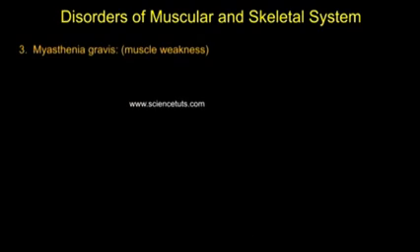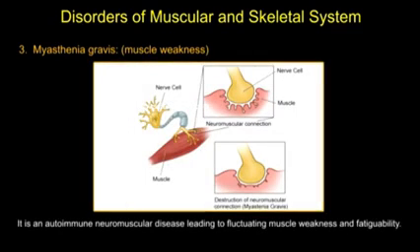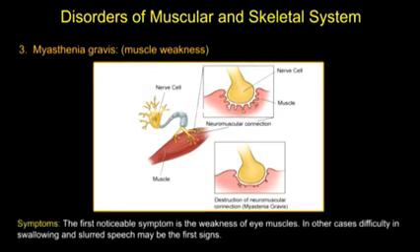3. Myasthenia gravis, muscle weakness. It is an autoimmune neuromuscular disease leading to fluctuating muscle weakness and fatigability. Symptoms: the first noticeable symptom is a weakness of the eye muscles. In other cases, difficulty in swallowing and slurred speech may be the first signs.